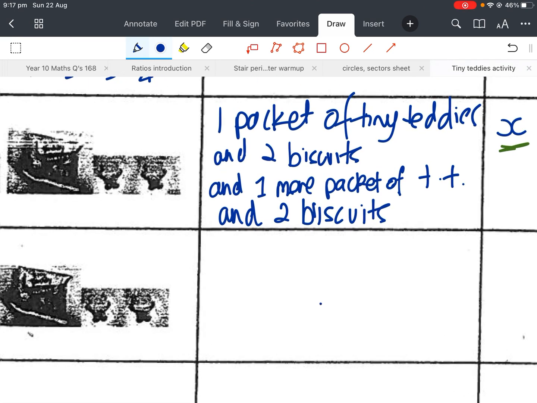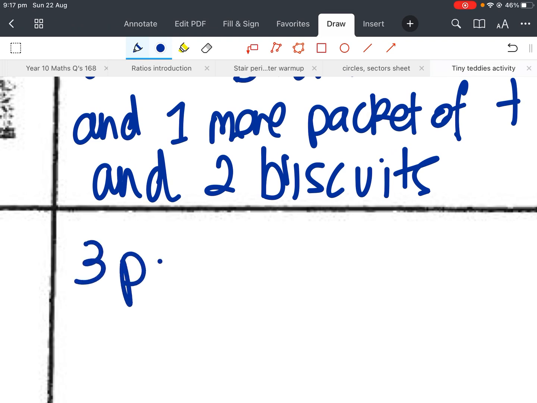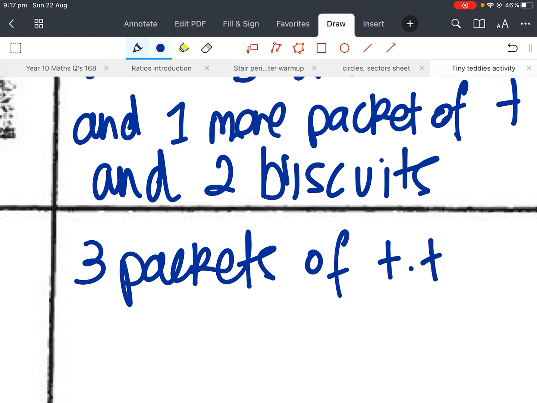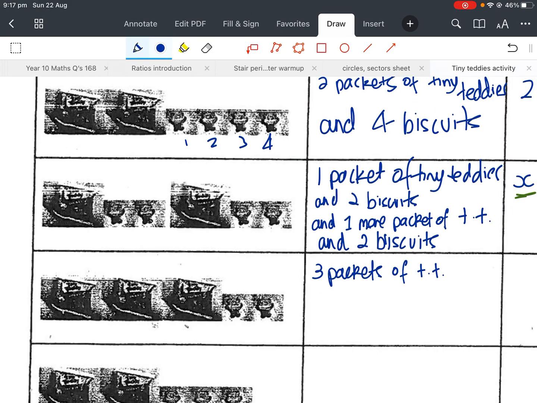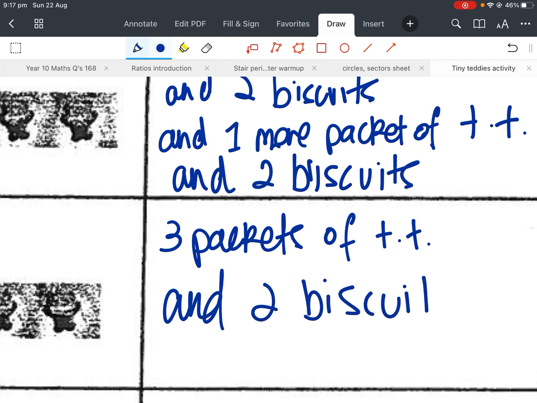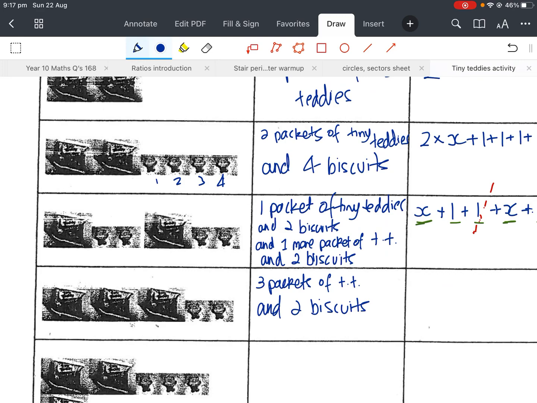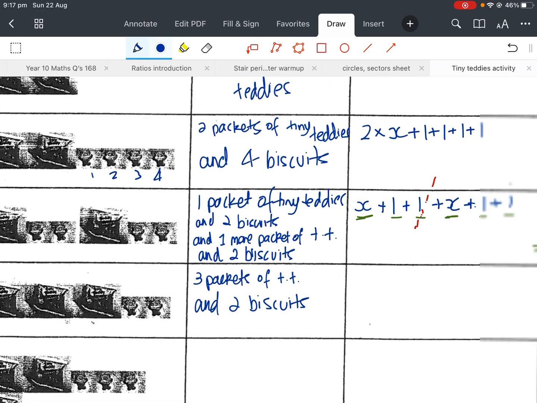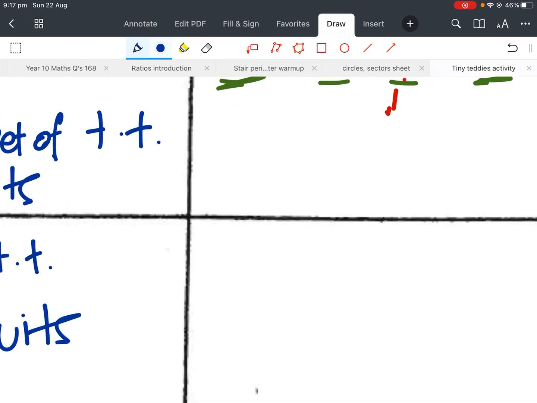My answer is I have 3 packets of tiny teddies. I might have enough room to write it this time. And 2 biscuits. Okay, so how am I going to write that? Well, I'm going to write 3 times x plus each biscuit separately, 1 plus 1.